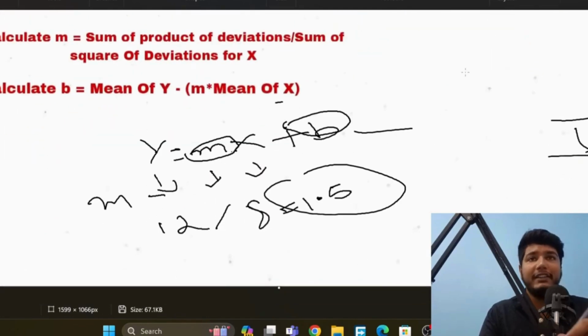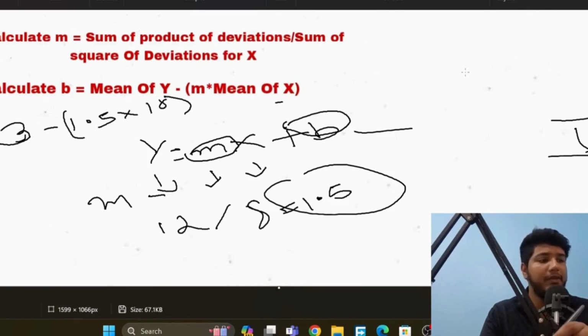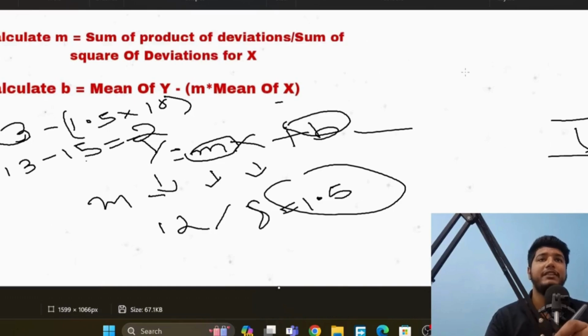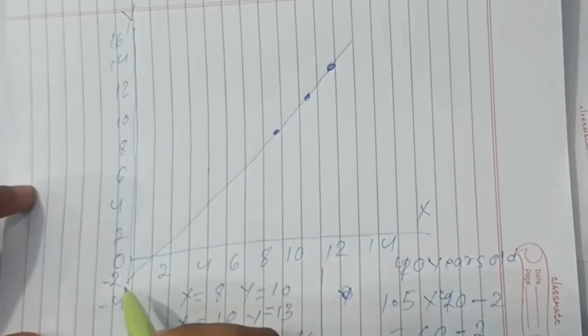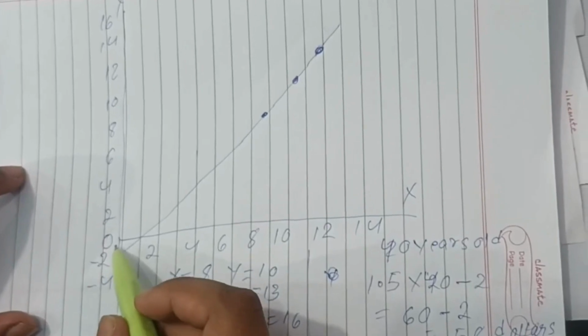Sorry for writing like this, but I am not used to graphic tablets. So here is 13 minus 1.5 in brackets into 10. 13 minus 15 is equal to minus 2. So we have found b, and now we will visualize it.